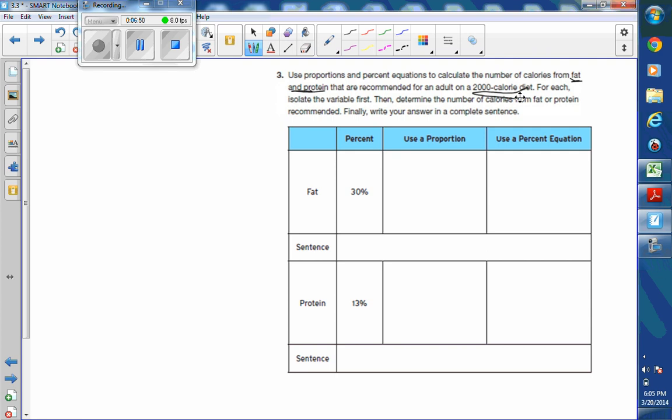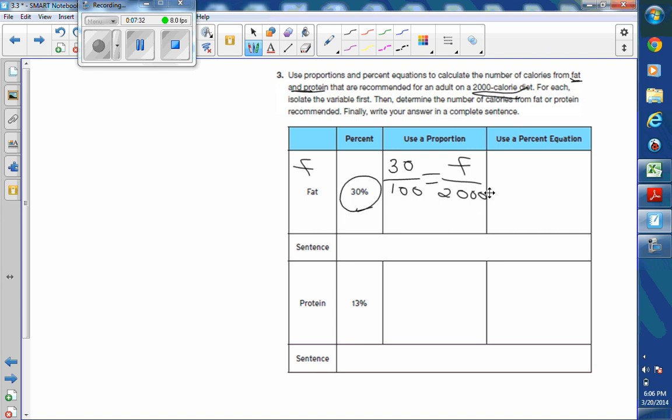Okay, so let's think about our proportion. What's it going to look like? Well, first we're going to look at fat. We know we have 30%. So if we use a proportion, we write 30% as 30 over 100. And we've got to name our variable. We'll just say F is fat. And we want to know how much fat over the total calories. So fat over the total 2,000 calories. And you need to go through and do your cross multiplication and divide. Set that up, I'll let you solve that and see what you come up with.